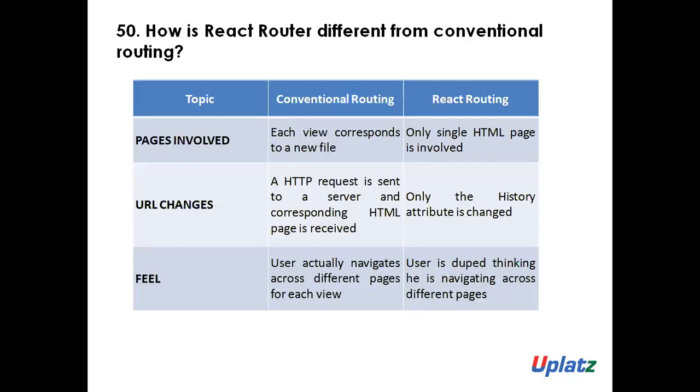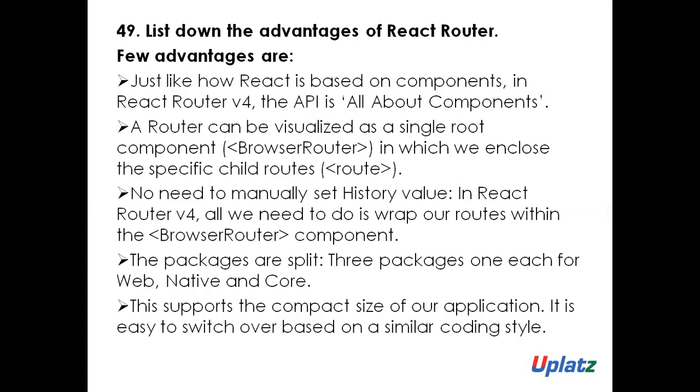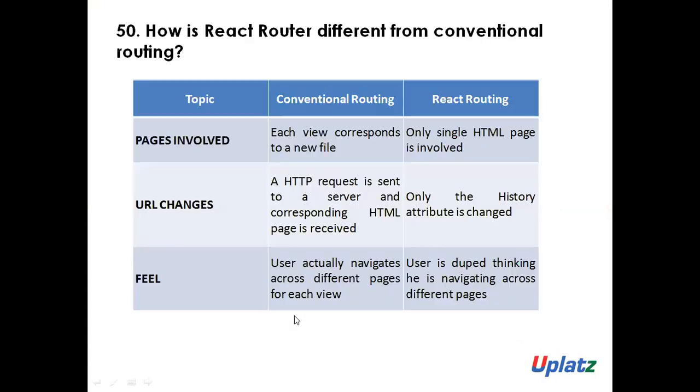Advantages of React routing: based on React Router, we visualize a single route, which includes a BrowserRouter. We have a history value as well, and we wrap other routes inside BrowserRouter. There are three packages: web, native, and core. We have a compact size of application, and it is easy to switch.